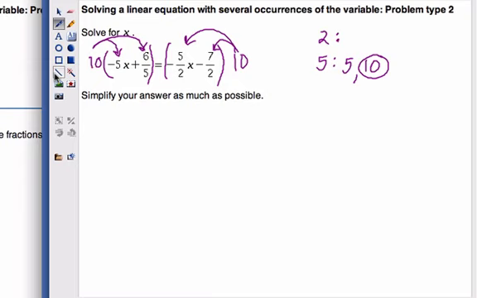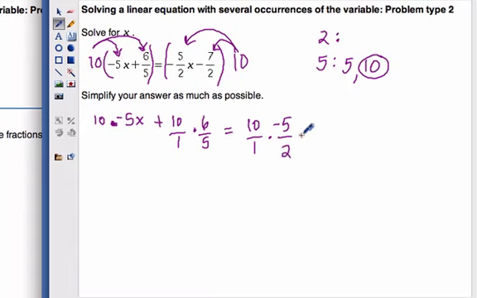Okay, so we're going to get 10 over 1 times negative 5x, plus 10 over 1 times 6/5 equals 10 over 1 times, I'm going to pull that negative up to the numerator, the top part of the fraction, and I'm going to say minus 10 over 1 times 7 over 2. Okay. If you want, you can change this to plus and negative as well. That can be helpful sometimes.